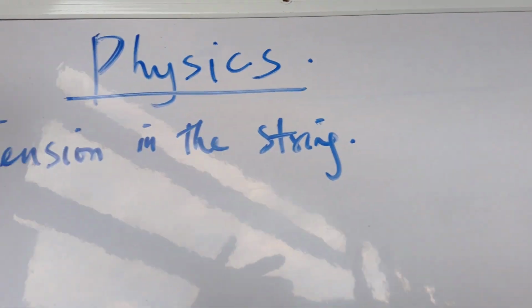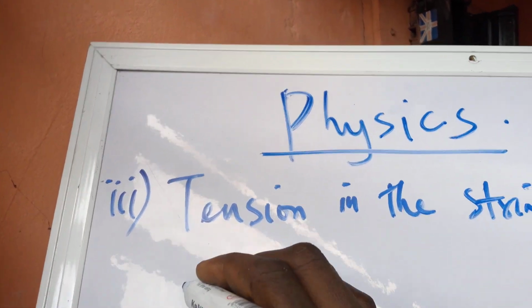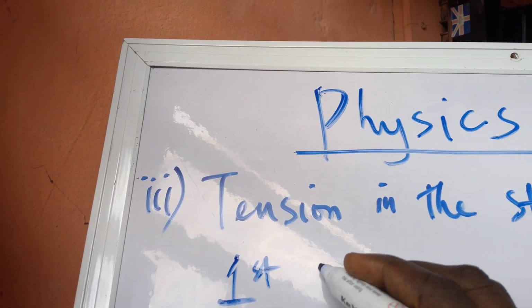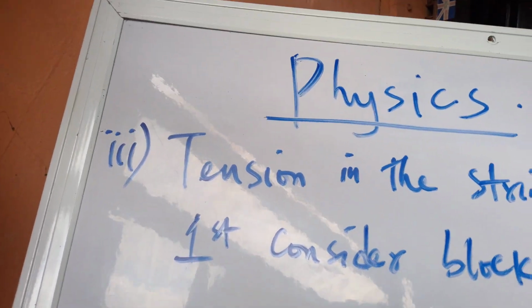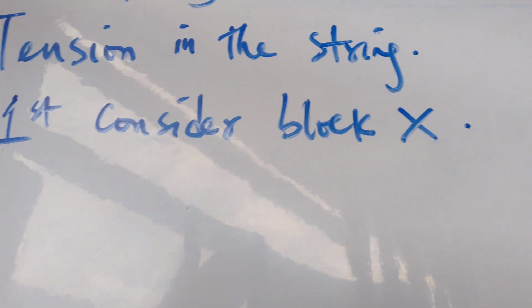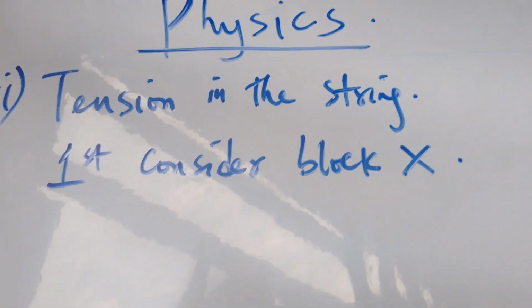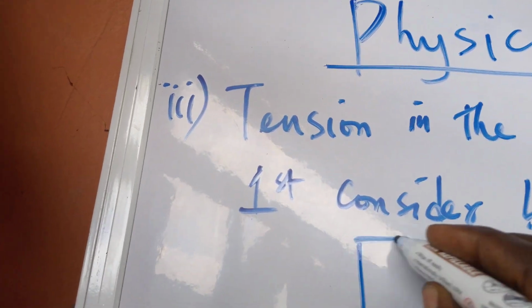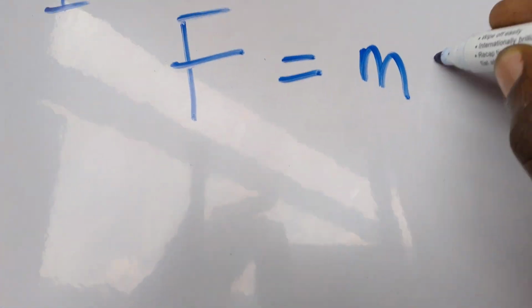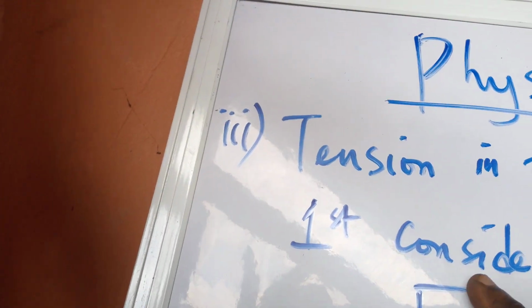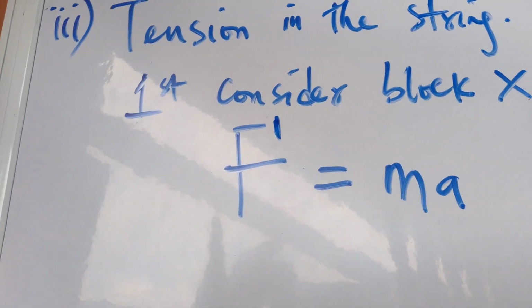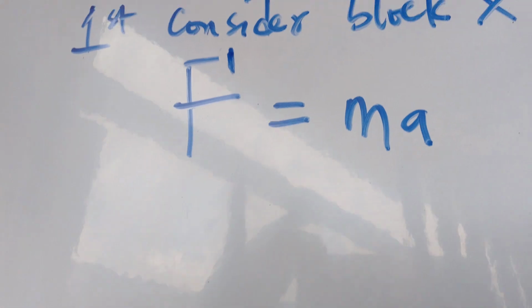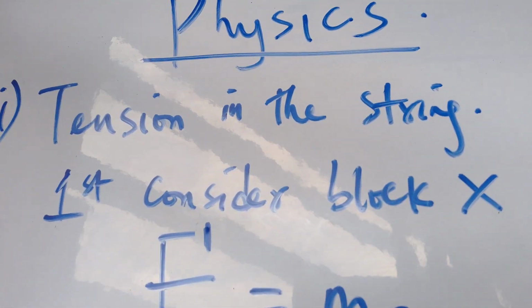Alright. So to calculate the tension in the string, first consider block X, and we'll make use of Newton's second law of motion. Newton's second law of motion tells us that F is equal to ma. Permit me to call this F prime. F prime equals ma. That is Newton's second law of motion.